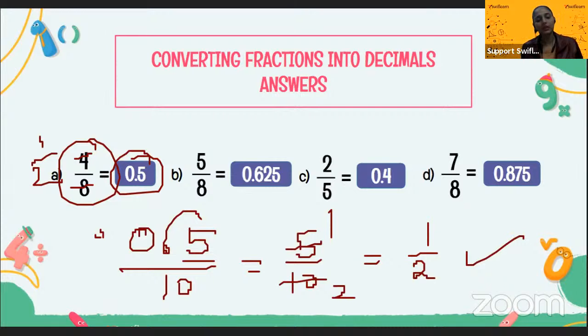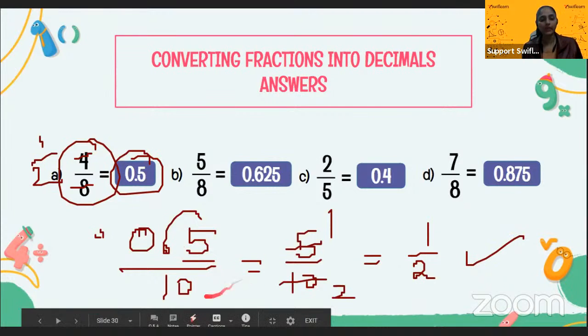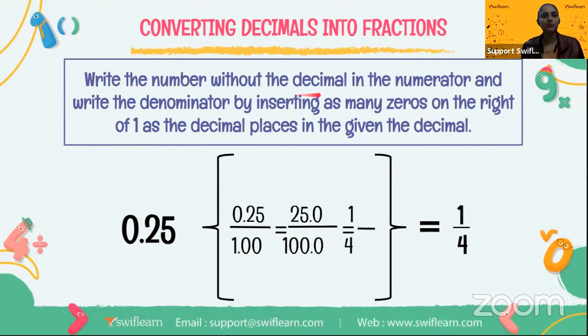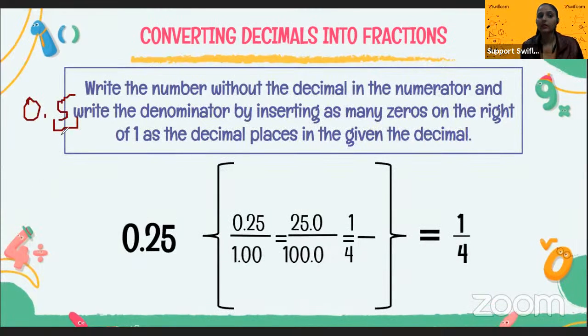Okay, so we just need to look at the decimal places. How many are there? That number of zeros we have to put at the bottom. Here is another question for you. So see, how do we have to do it? Write the number without the decimal in the numerator and write the denominator by inserting as many zeros on the right of 1 as there are decimal places in the given decimal, like I have done in the last question. In 0.5, how many decimal places were there? 1, right? So I will consider 5 over 10 because I just need to put one 0 along with 1. Okay, this is how we have to do it.